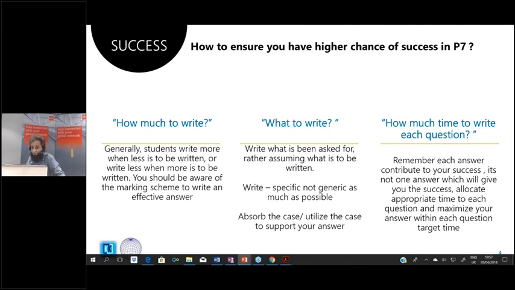Then, how much time to write each question? That itself is something I portrayed today. I told you how you will break the time in the exam hall, right? Because breaking the time in the exam hall is very, very important. And the golden rule is that one question will not make you pass P7, right? So don't overspend. I think I've repeated this many times across the session today. Don't overspend time on one question, because that one will not make you pass.